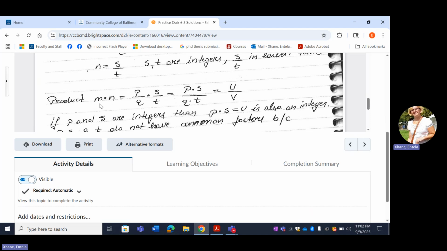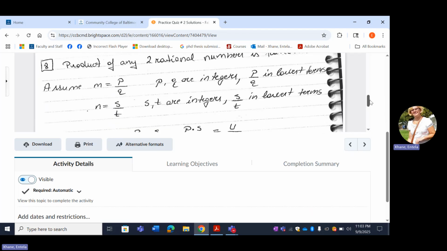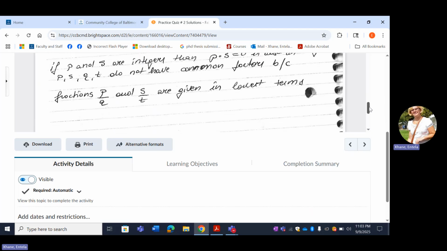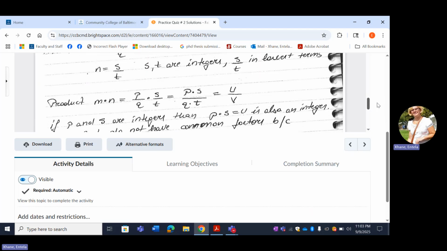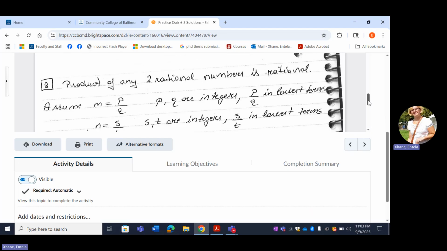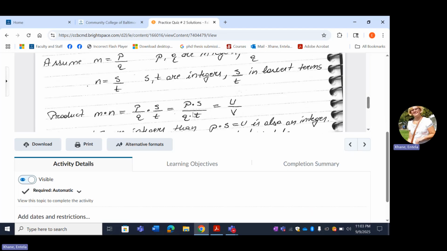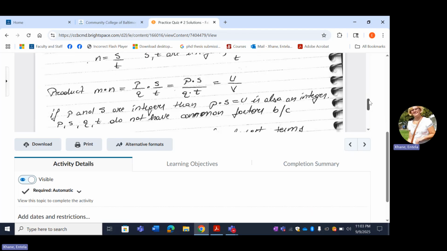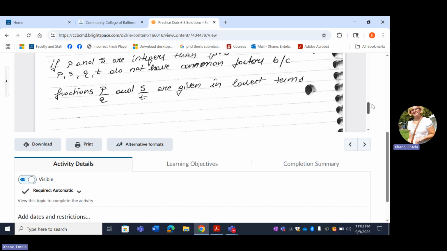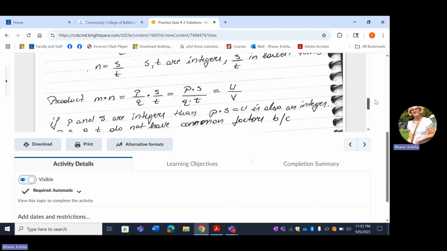So I was able to write the product of these 2 rational numbers in the form of U over V, which is the ratio of 2 integers. U and V are integers. Now the question is, is this in the lowest terms? Obviously, P, Q, S, T, they don't have anything in common because this is how the ratios are defined. So these numbers are in the lowest terms already. So since they don't have anything in common, U over V is going to be in the lowest terms. And that shows that the product of M and N, M times N, is also a rational number because it's defined in the form of a fraction U over V, where U and V are integers, and U and V are in the lowest terms.